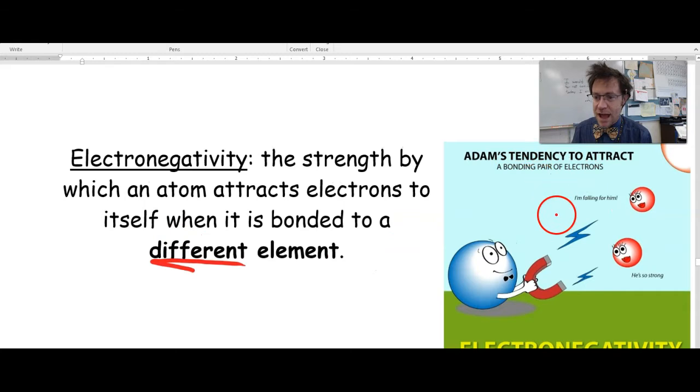Atoms' tendency to attract. She's falling for him. Get it? Because he's so strong.